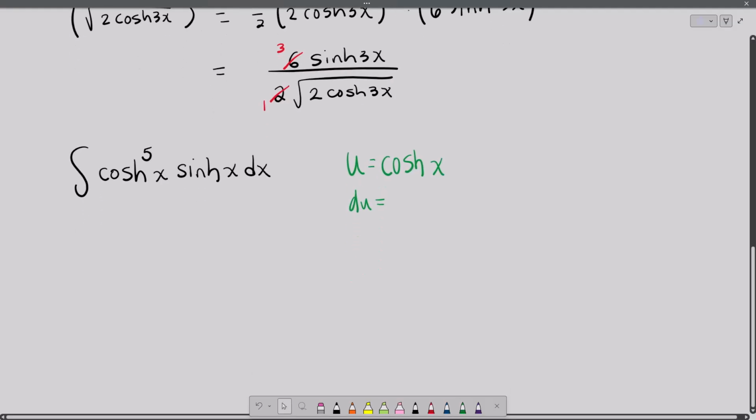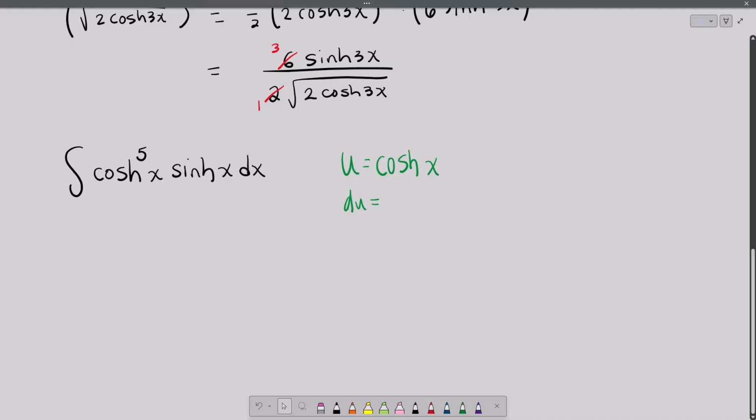All right, so if we pick cosh, the whole idea is that we want to pick the one with the higher power here, because when we take the derivative of cosh, then we get its derivative right over here on the side. So if we pick cosh, the derivative is sinh. So we'll have du equals sinh x dx.